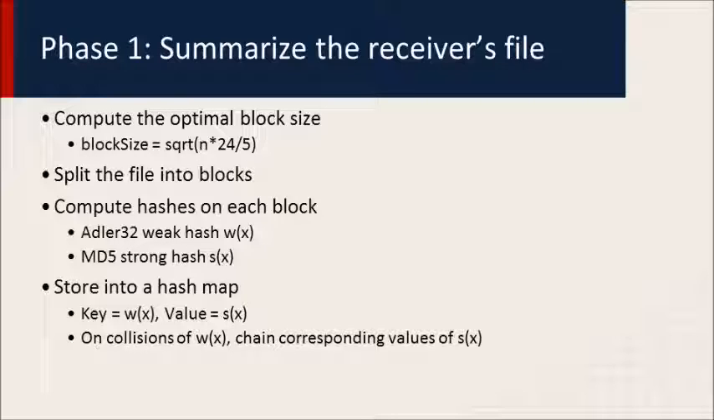These hashes are then stored in a hash map. Because the weak hash is not cryptographically strong, we expect it to collide many times. To ensure that we maintain a reference to all blocks, we then chain strong hashes on each collision.